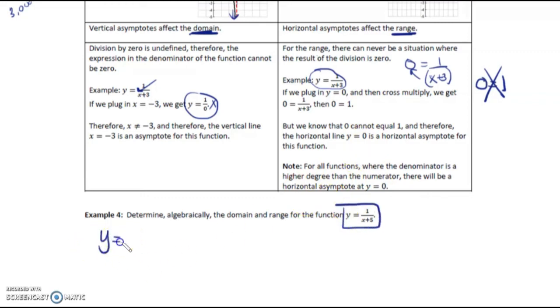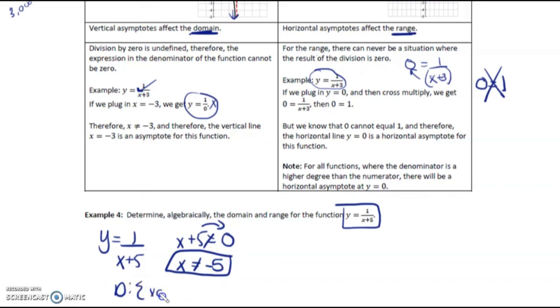So let's just show the domain and range algebraically for this equation. For y equals 1 over x plus 5, we know x plus 5 cannot equal 0. So we bring over that 5, x cannot equal -5. That's pretty much our domain. We can say the domain is x is an element of the reals such that x cannot equal -5. x can equal any other number, just not -5. So there's a vertical asymptote at -5.